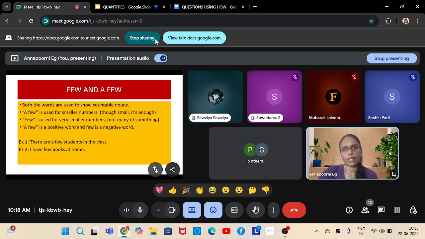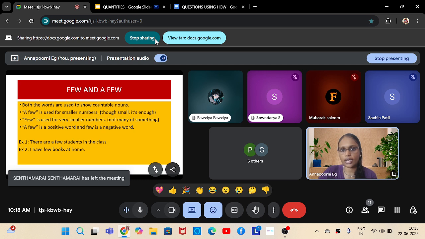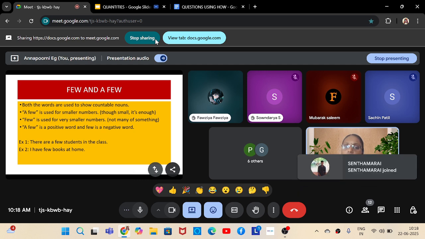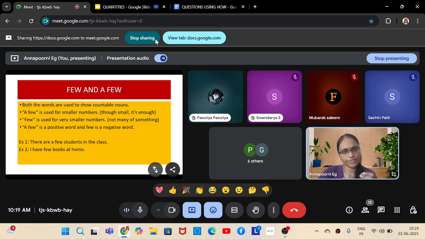8 is a very small number. I expect at least 20 students in every class, but that's not happening. I don't know why. Okay. So anyways, 8 students have joined. I am happy. Though the number of students is less, only a few students have joined the class, but still I am happy or contented. Okay, because at least 8 students have come.